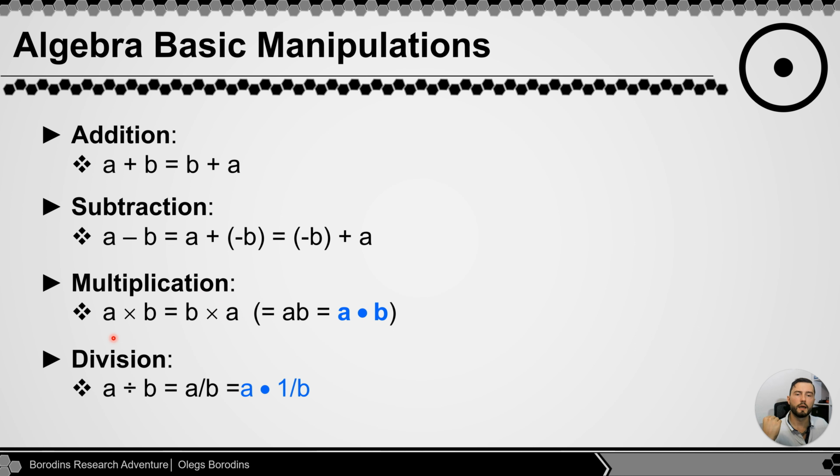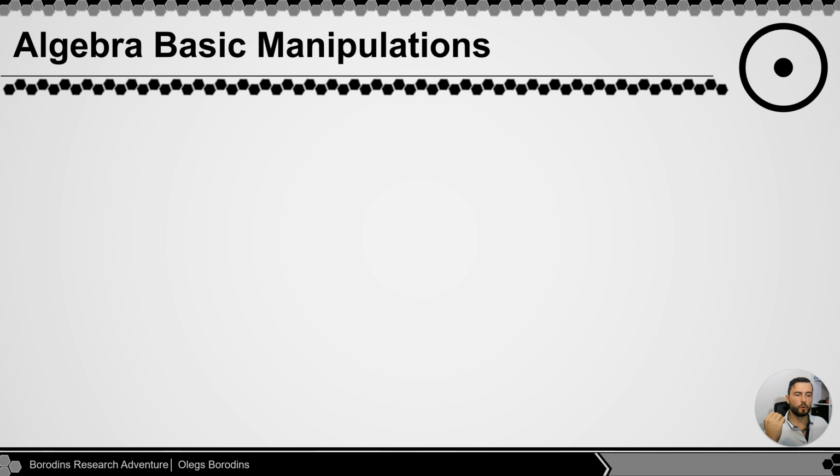And division. A divided by b will be like a slash b, as in the previous example, and it also can be written as a times 1 divided by b. So let's recap some rules.